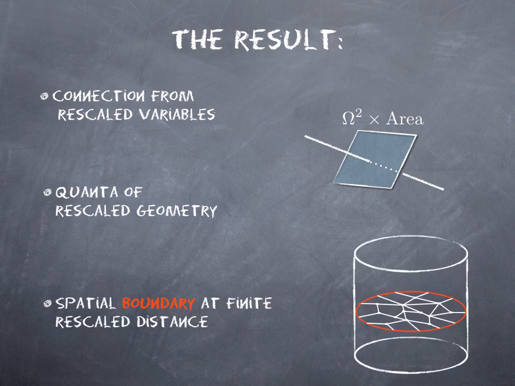And then also we find that we have this spatial boundary at some finite rescaled distance. This means in particular that after some finite number of nodes we will be at the boundary, and at this boundary we have the standard machinery that was developed in the context of black hole entropy in loop quantum gravity. That is, the connection variables that we use induce some boundary theory which we can write as a Chern-Simons theory on the boundary.